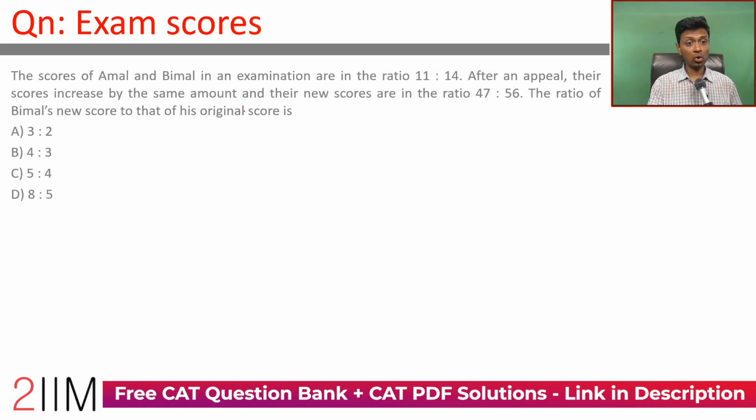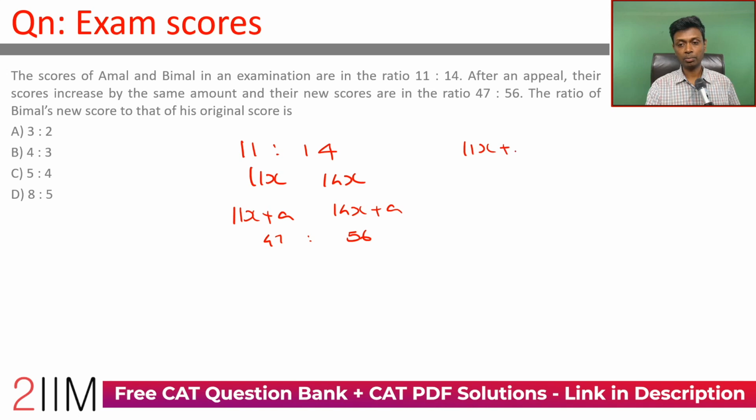Exam scores. The scores of Amal and Bimal in an examination are in the ratio 11:14. So I'm going to take 11x and 14x. After an appeal, their scores increased by the same amount and their new scores are in the ratio 47:56. 11x plus a, 14x plus a. This ratio is 47 is to 56.